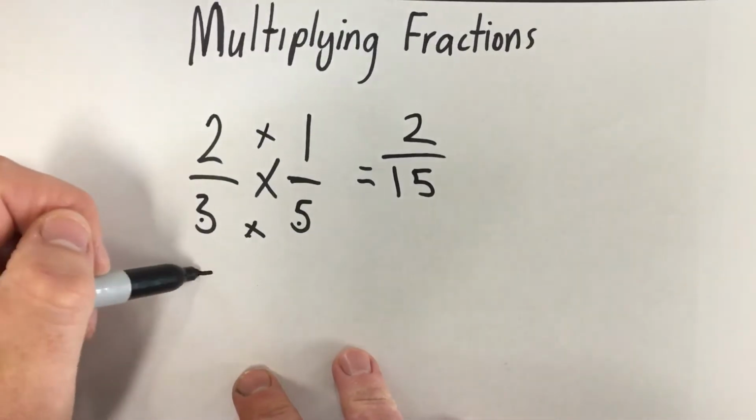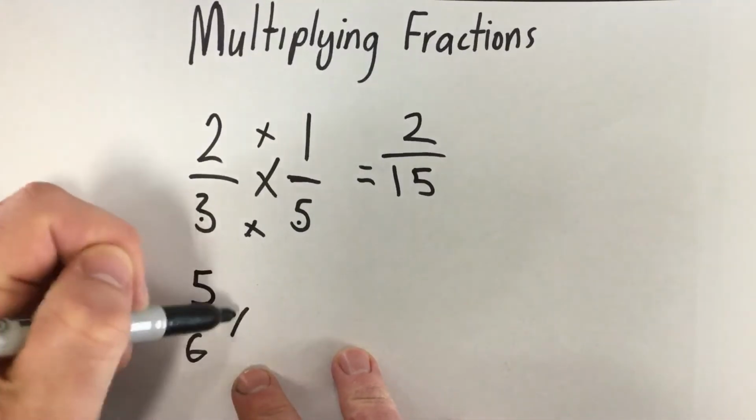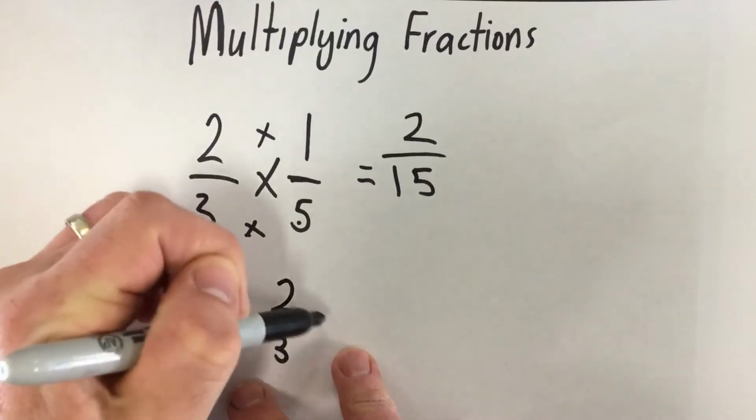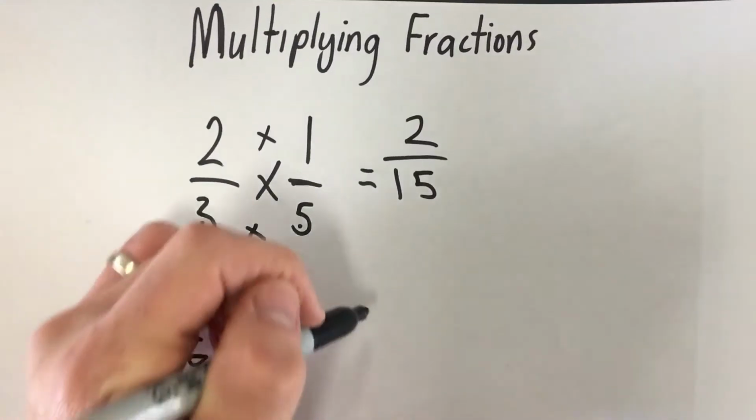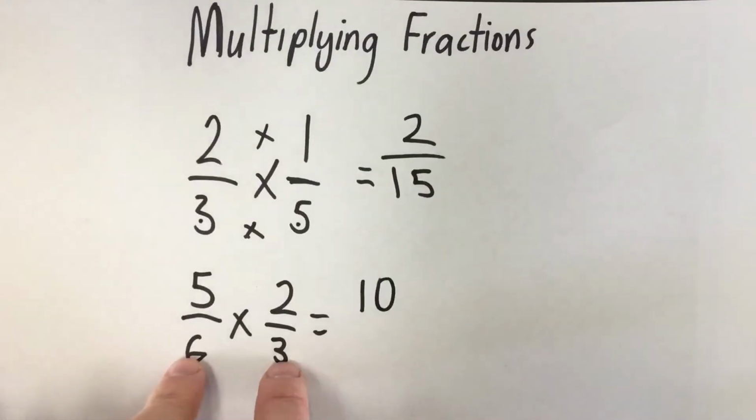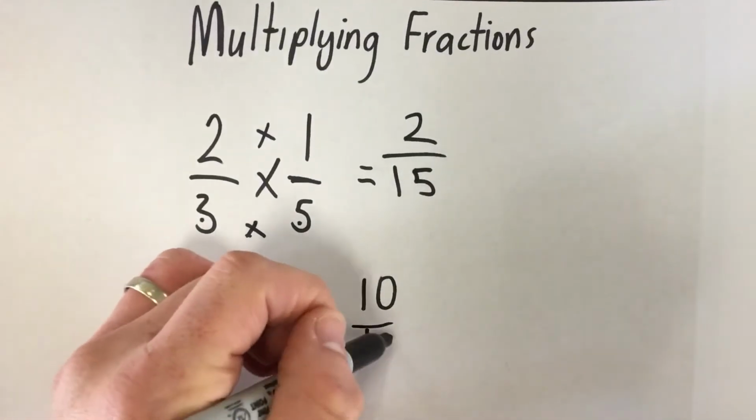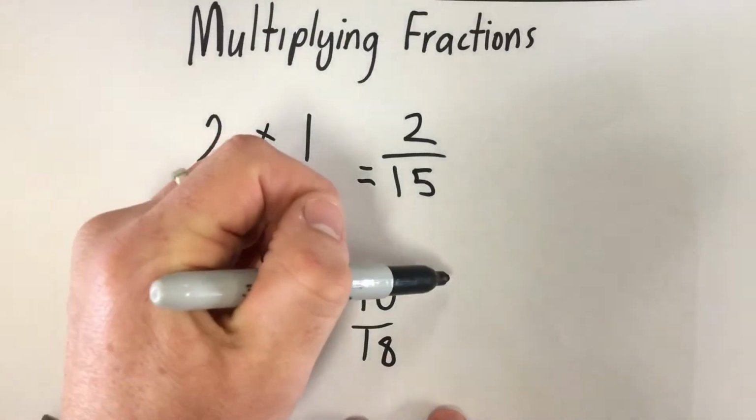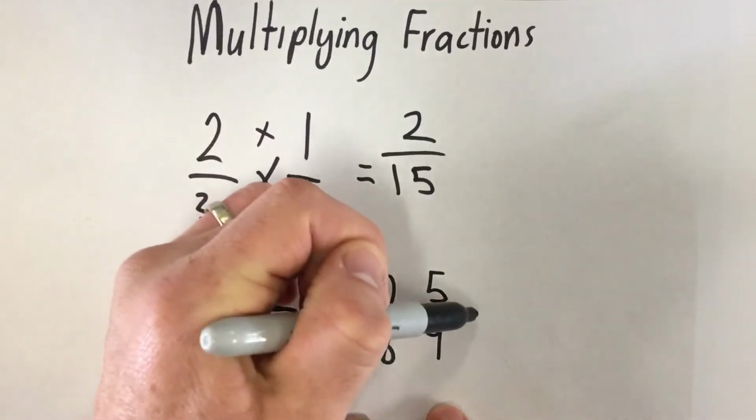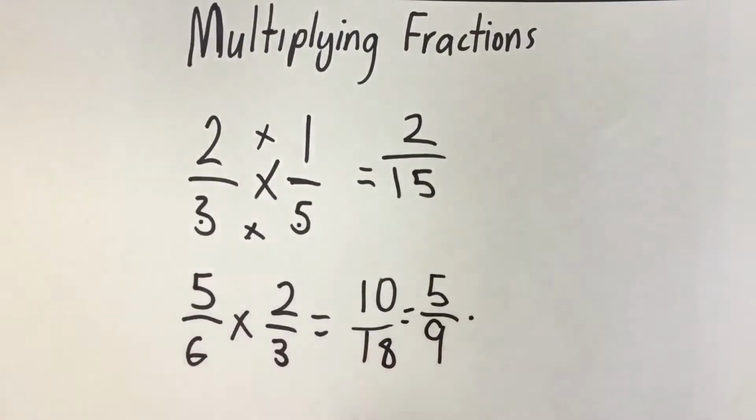So let's go through it again. So 5/6 times 2/3. Both of the numerators, you times those together, so 5 times 2 is 10, and 6 times 3 is 18. Now that is not the right answer because that's not in its simplest form. So if I half the top and half the bottom, my answer will be 5/9.